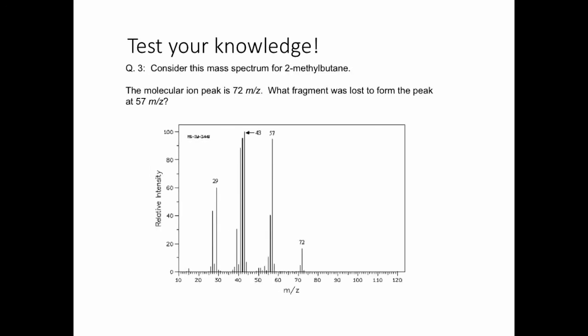Now here is a mass spectrum for 2-methylbutane. This is the molecular ion 72. Notice that there is a peak here at 57. What fragment was lost to form the peak at 57? So it helps to do a little math and figure out the difference between the numbers 57 and 72.